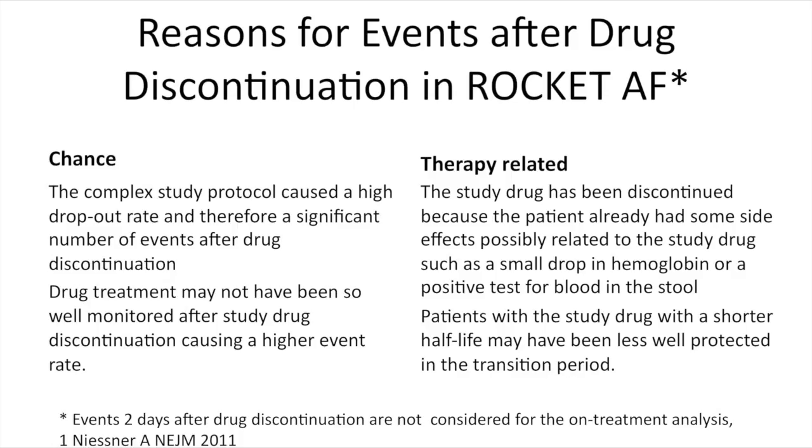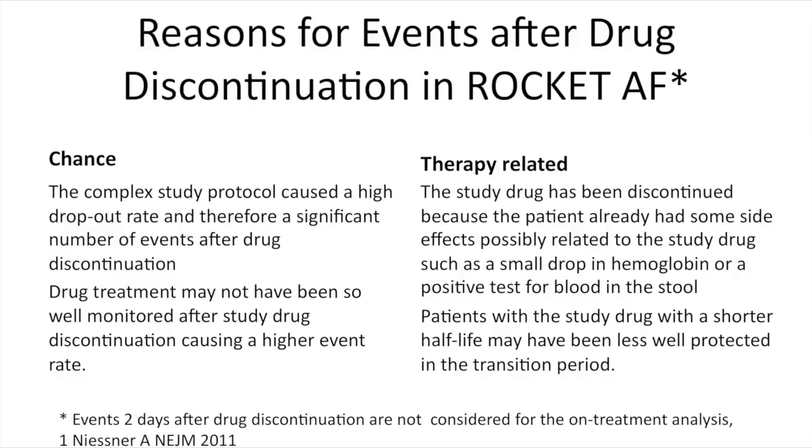So there may be a discontinuation just due to chance, and there may be also a therapy-related loss of events. There are different reasons. By chance means that a complex study protocol caused a high dropout rate and therefore a significant number of events after drug discontinuation. Particularly this was, as we discussed yesterday, a double dummy study, so it was very complex, the study design. Of course, there was a high dropout cohort. And the drug treatment may not have been so well monitored after study drug discontinuation, so this may also have caused a higher event rate after discontinuation.